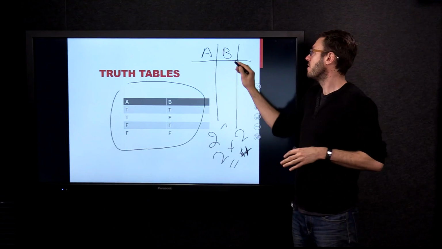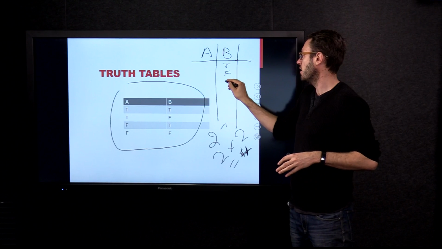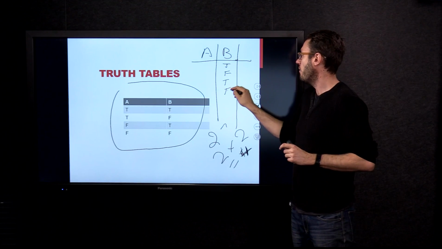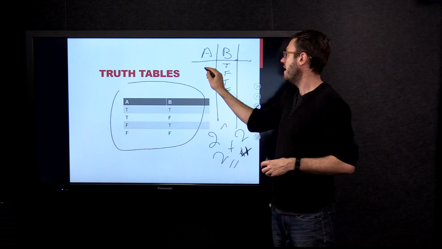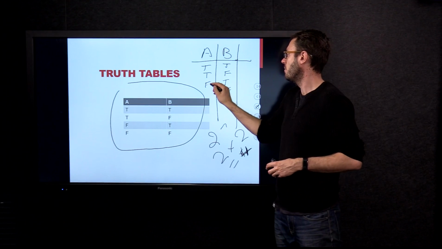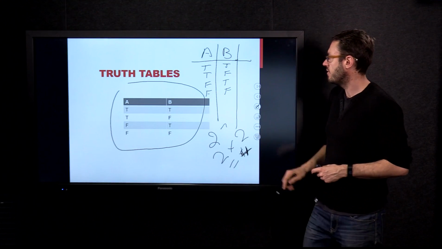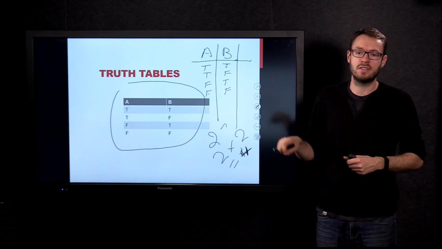Now, in order to get all of the possibilities out, I can just mechanically go like this. I start with the first column, I write TF, TF, and then as I go down the second column, I go TT, FF, and that gets me all 4 distinct possibilities.